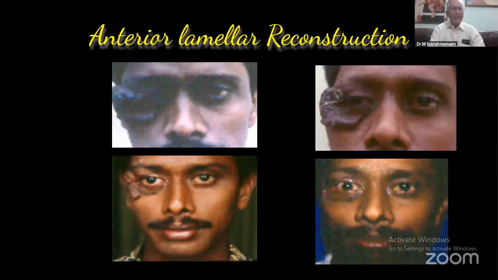This is another case of anterior lamellar reconstruction in neurofibroma. It's a very huge mass involving the upper lid, lateral canthus, and the lower lid. It's fairly vascular, and it was bleeding heavily. So what we did is partially excise it and put a skin graft. It was done in 1, 2, and 3 stages. We have removed the mass and the patient was looking great.